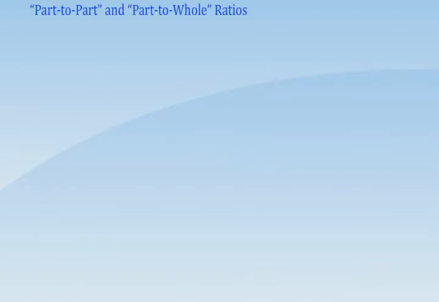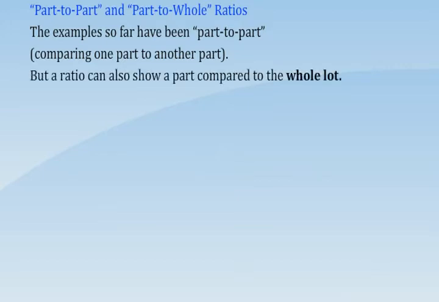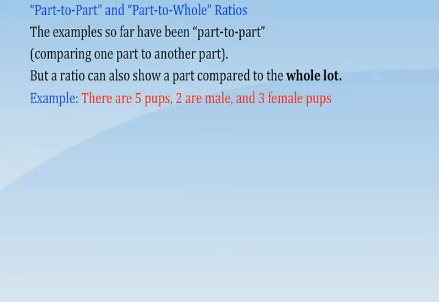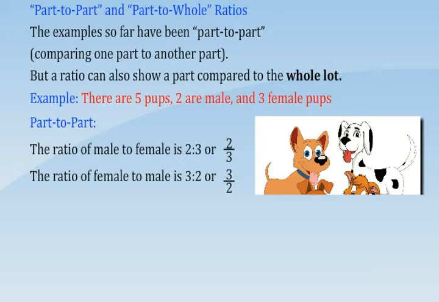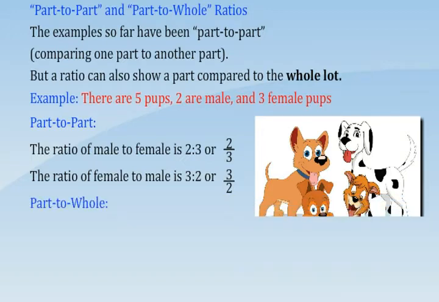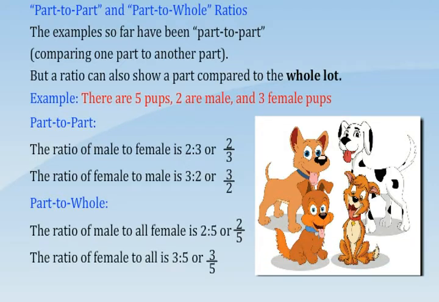Part to part and part to whole ratios. The examples so far have been part to part, comparing one part to another part, but a ratio can also show a part compared to the whole lot. Example, there are 5 pups, 2 are male and 3 are female pups. Part to part. The ratio of male to female is 2:3 or 2/3. The ratio of female to male is 3:2 or 3/2. Part to whole. The ratio of male to all is 2:5 or 2/5. The ratio of female to all is 3:5 or 3/5.